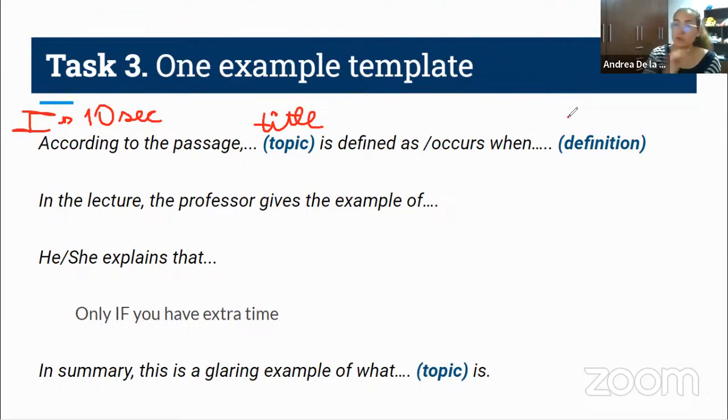The definition that I told you to search for, you need to use it here. So in this case, for example, you may say, according to the passage, behavior modification occurs when individuals change their behavior based on experience. That is your introduction, where you talk about the reading, you mention the title, and you explain the definition. Is that okay so far? Do you guys have any questions about the introduction?